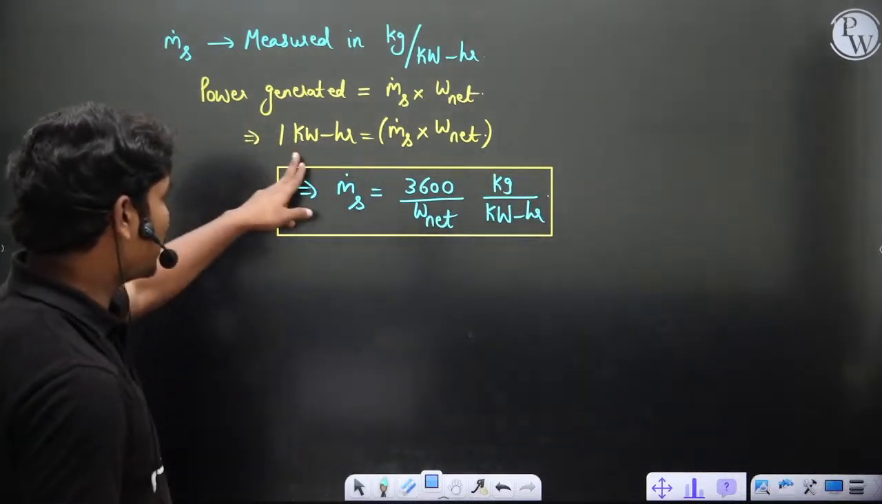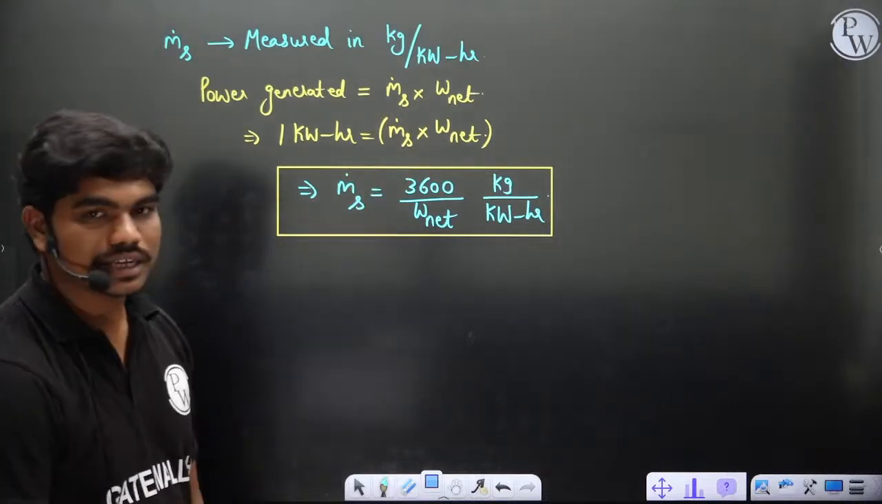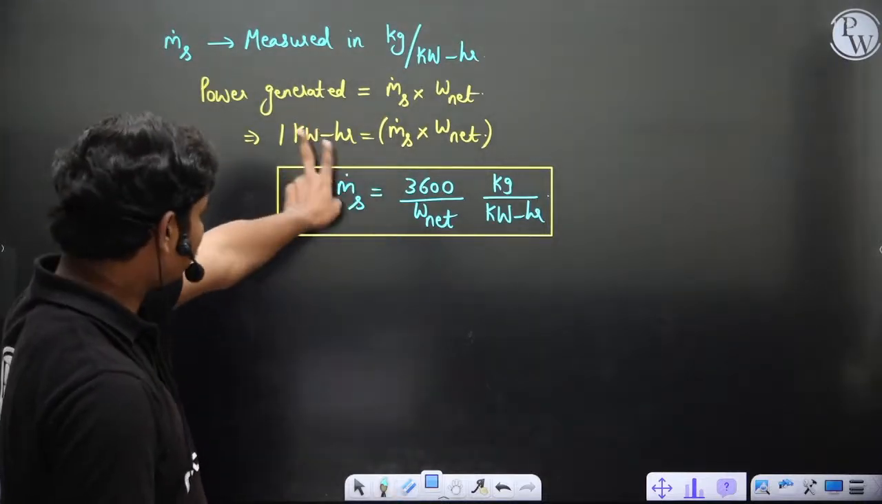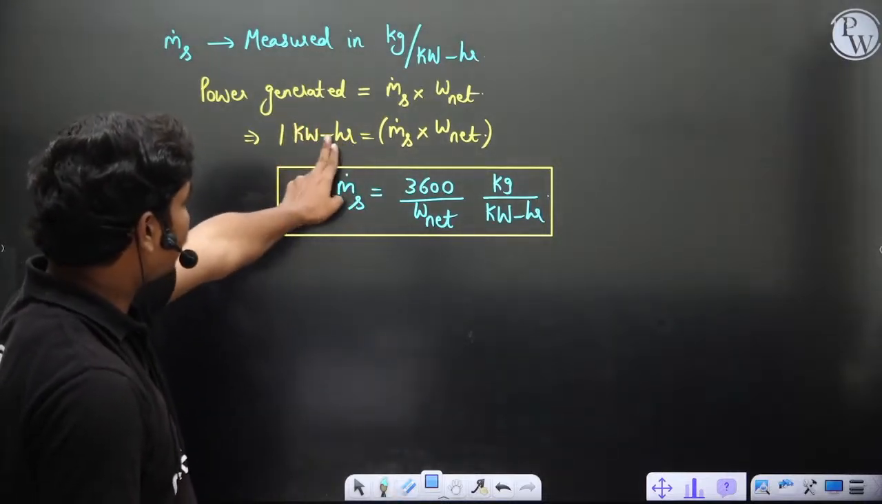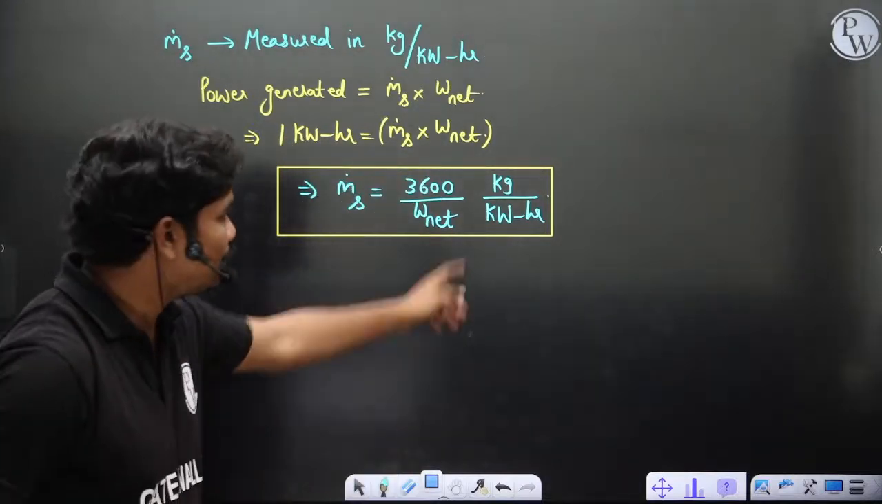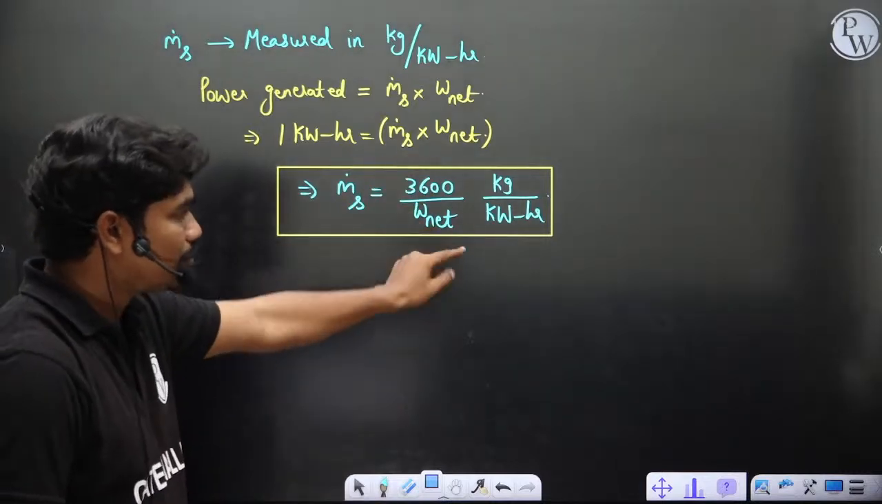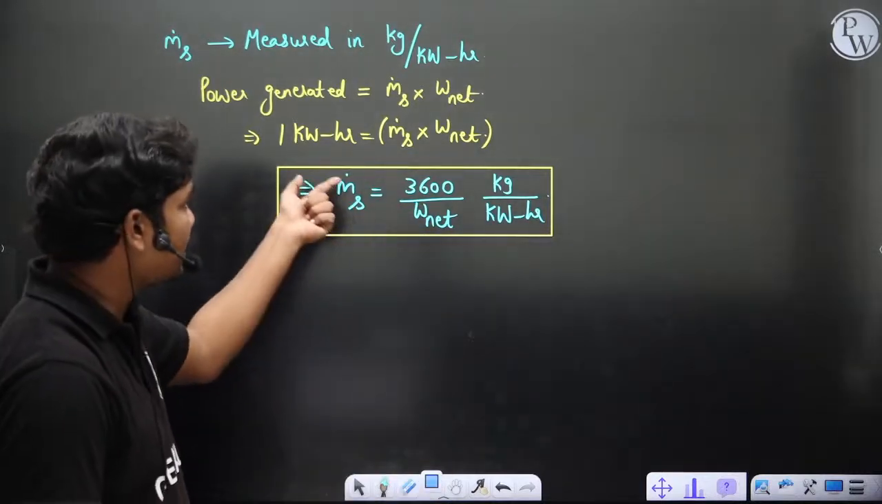Okay, so this kilowatt hour is on one side, and also this m dot s and W net is on the other side. So just simplify this as 3600 seconds and kilowatt second, and this is kilojoule per kg. After a bit of rearranging, you will get these units for m dot s: kg per kilowatt hour. So this is how you calculate m dot s.